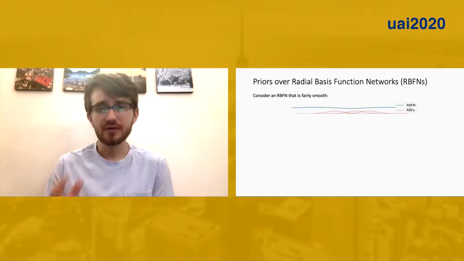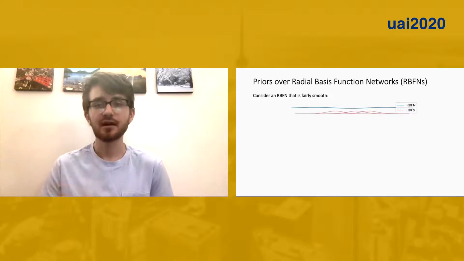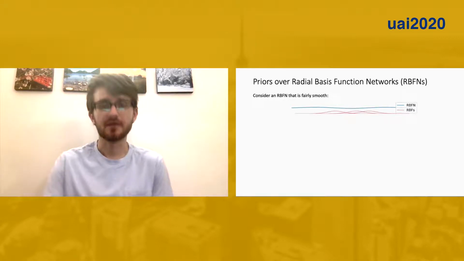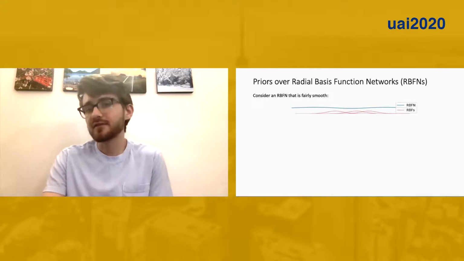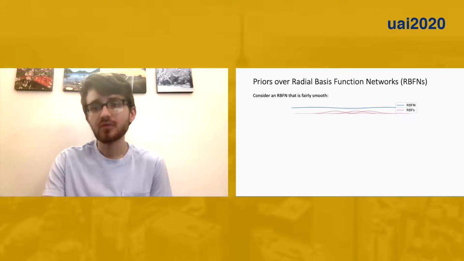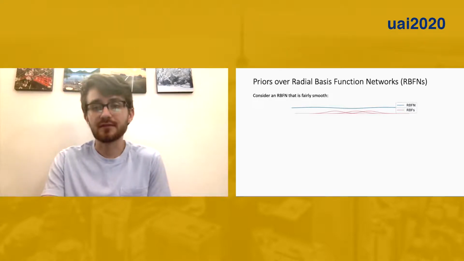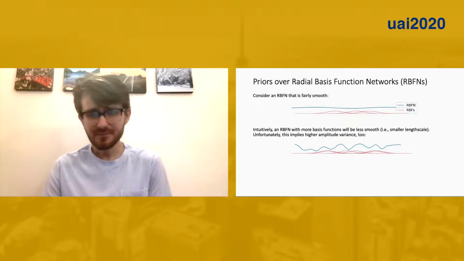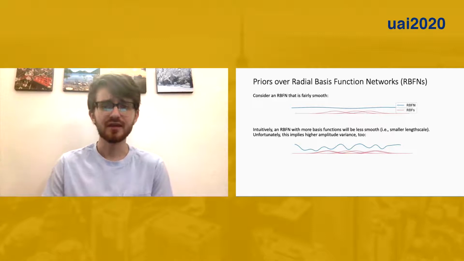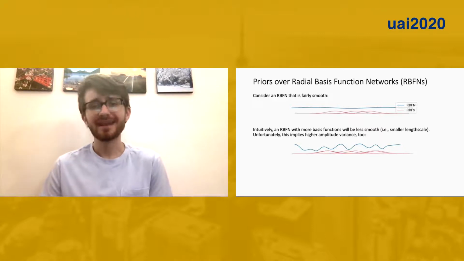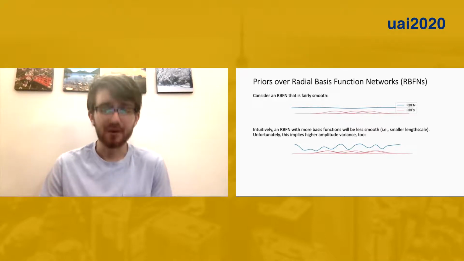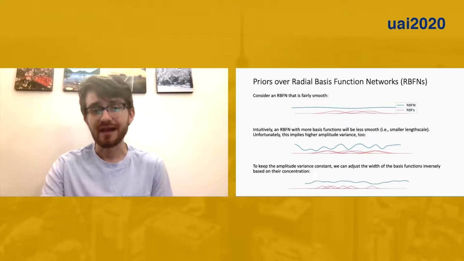So our goal here is to design a prior that decouples amplitude variance and length scale. So consider a radial basis function network that's fairly smooth. It's shown as the blue line. The red lines are the individual radial basis functions that make up the network. If we add more radial basis functions, the network will be less smooth. But in addition, the network will have a higher amplitude variance as the basis functions start to add up.